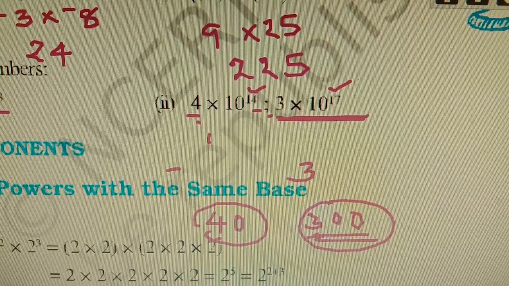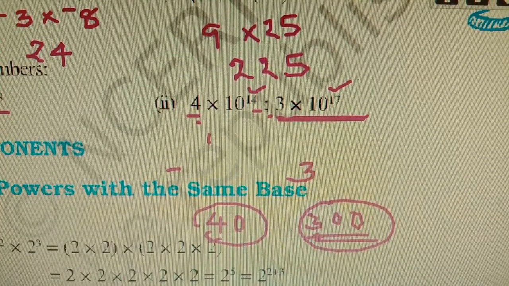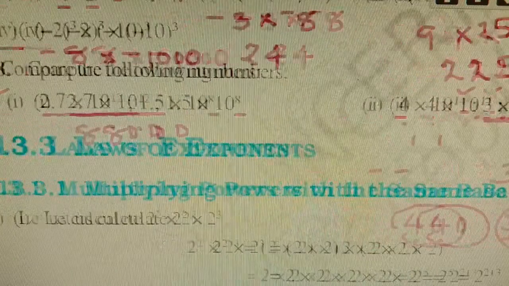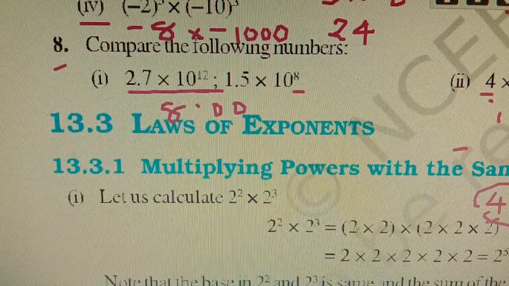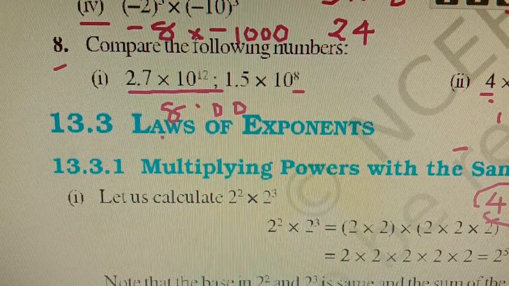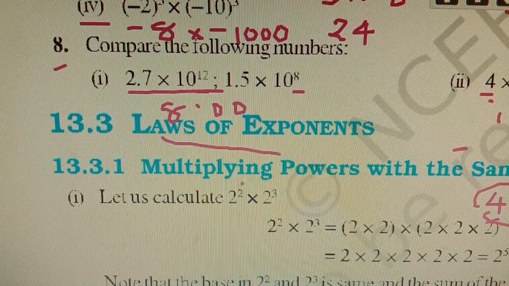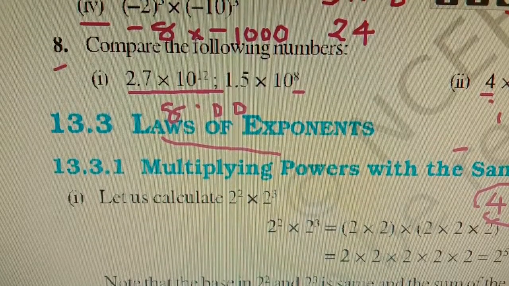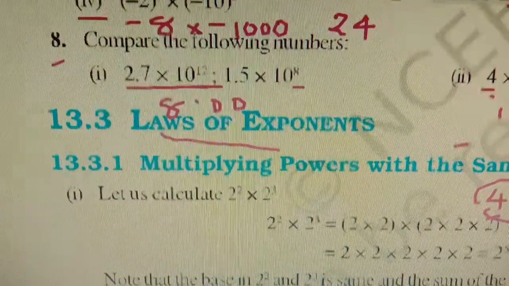Okay, so we completed exercise 13.1. Now before doing the next exercise, we need to study some laws of exponents. What are the laws of exponents? That we will study in the next class. Laws of exponents. Okay.